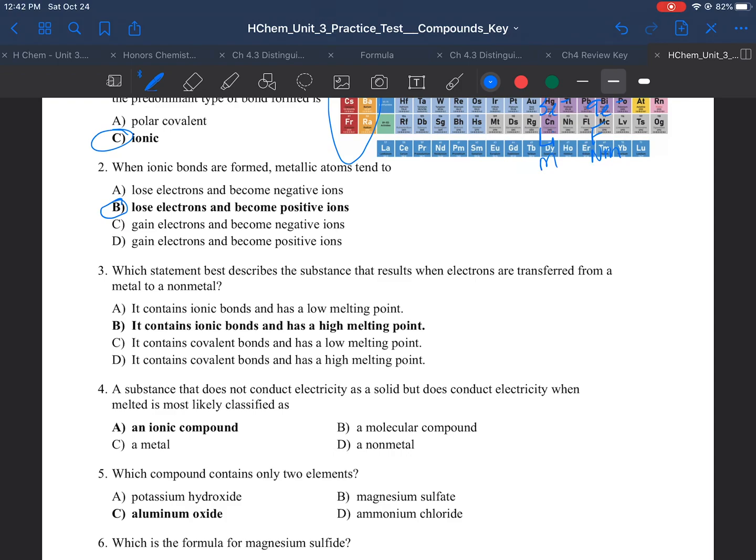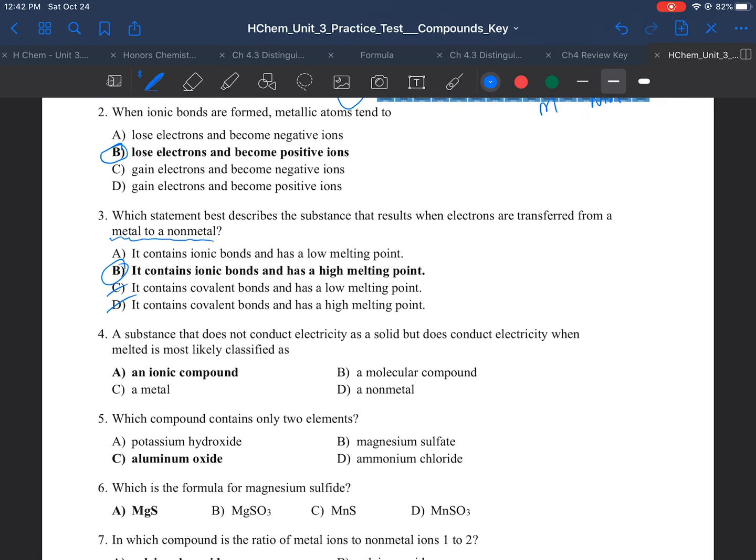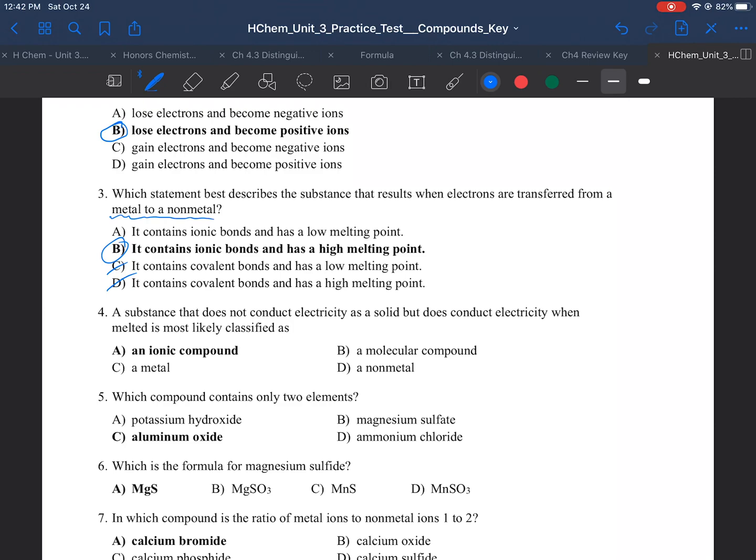Which statement best describes the substance that will result when electrons are transferred from a metal to a nonmetal? Again, talking about what type of bond this is, you should know it's ionic, so it can't be C or D. And you should remember a property of ionic bonds is a high melting point. A substance that does not conduct electricity as a solid, but does when it is melted. So in our case, again, ionic compound. What we have to recall here is that ionic compounds do not conduct electricity until their ions are free to move and pass that charge along.